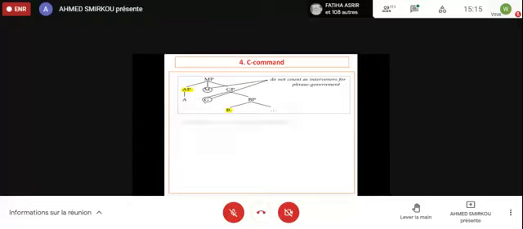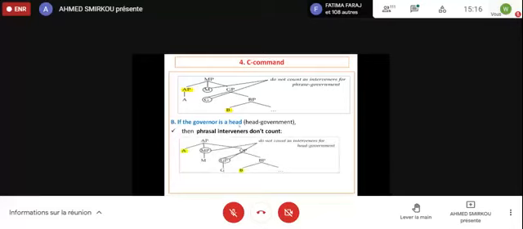We can have the opposite, which means the governor is a head. So suppose the governor is a head, a lexical category. Then these phrasal categories do not count as interveners. So A here governs B.